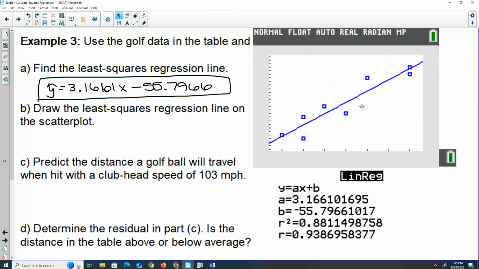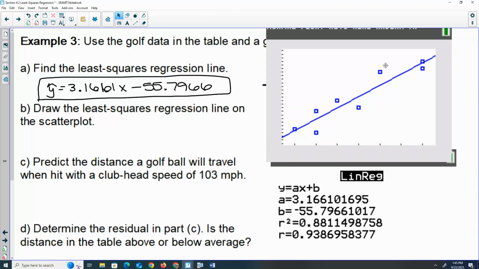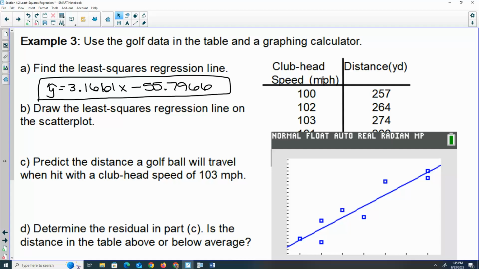Predict. So part C, on the homework, if I asked you to do that, just draw me a rough sketch of what it looks like so I know you did look at it. Predict the distance a golf ball will travel when hit with a club head speed of 103 miles per hour. If you look at your table, that is what we used for our x. The distance was our y. So all I'm asking you to do is plug in 103 for your x.